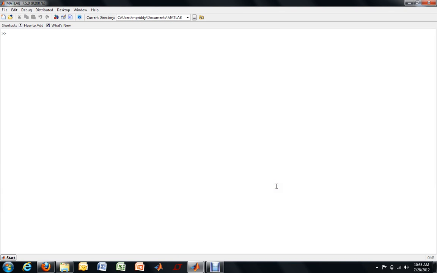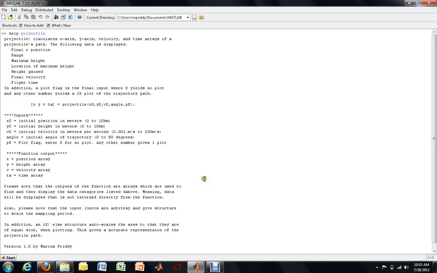This is a projectile motion function demonstration written in MATLAB for Engineering 267. Let's take a look at the function. It's called projectile. Here's the help file. The inputs are initial x position, initial y position, initial velocity, launch angle, and a plot flag. 0 gives no plot, any other number gives a 2D plot. The outputs are arrays that log x position data, y position data, velocity data, and time data.